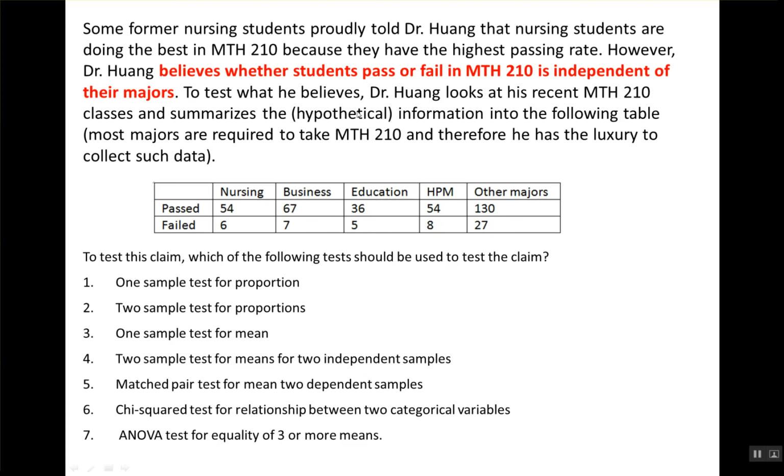To test what he believes, Dr. Huang looks at his recent Math 210 classes and summarizes the hypothetical information into the following table. Now, students are grouped by majors, and their pass or fail outcome is also observed, and they're categorized into this two-way table, which is called a contingency table.